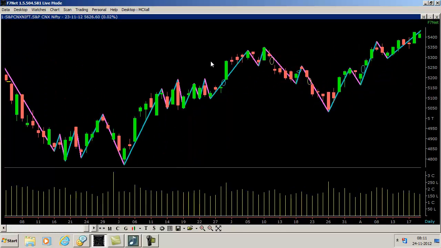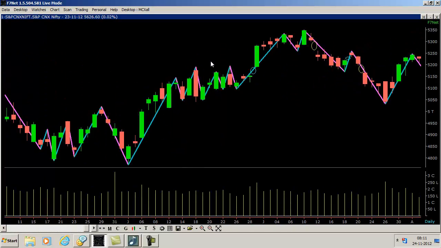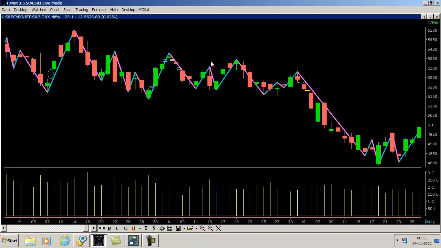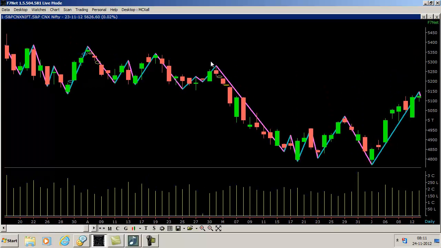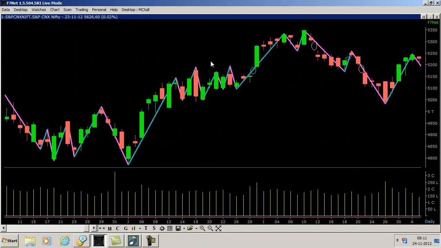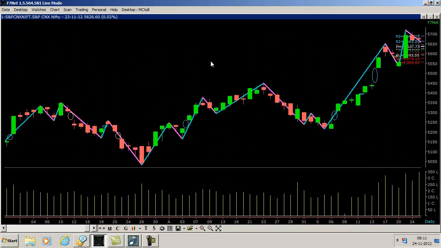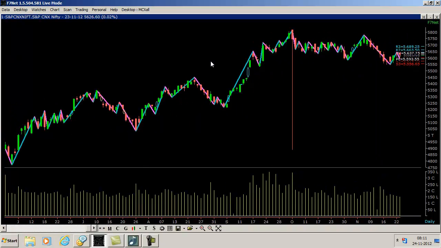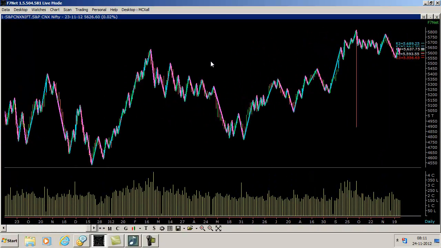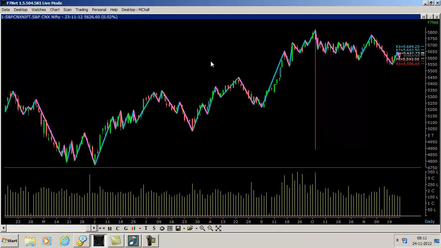What does the swing chart tell? The first instance, it gives us the outlook on what to do, whether we should do teji or whether we should do mandi. Now you see, this is a daily chart of Nifty.